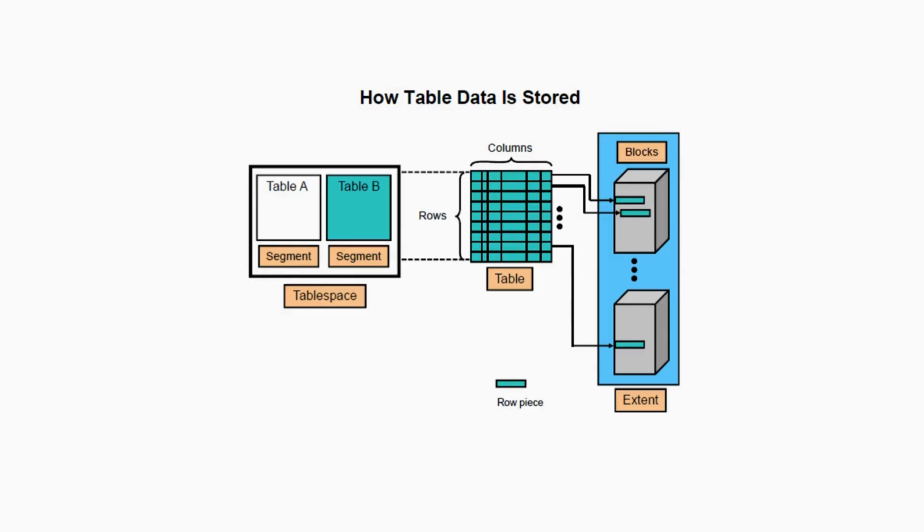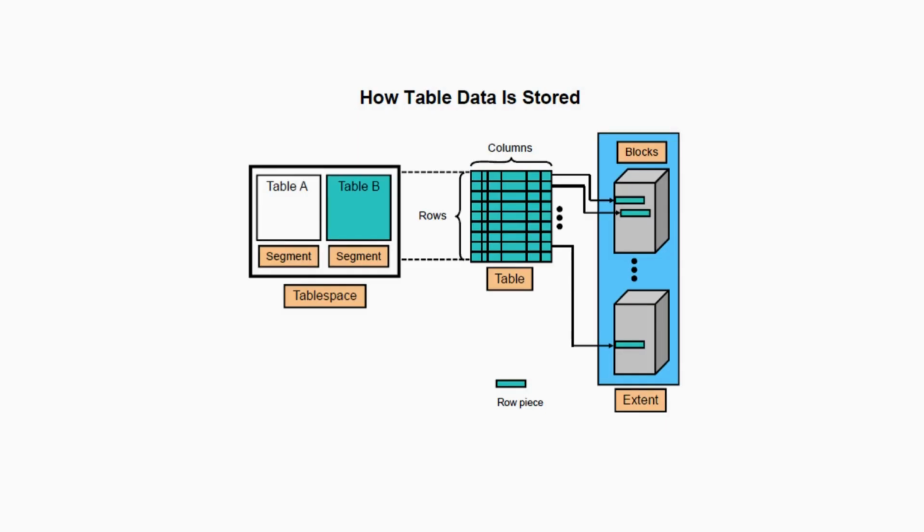When a table is created, a segment is created to hold its data. A tablespace contains a collection of segments. Logically, a table contains rows of column values. A row is ultimately stored in a database block in the form of a row piece. It is called a row piece because, under some circumstances, the entire row may not be stored in one place.